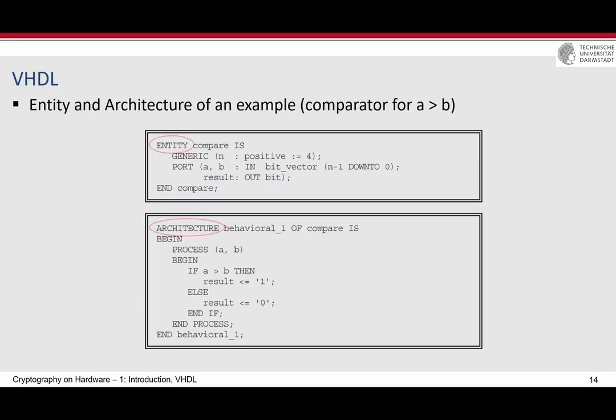Now, we were here that you have a parameter, and then there are some ports as input and output. And here, this is the process, this is what I said, always. The process here says it is sensitive to A and B. If A and B, any of them changes, then this process works or is active. And you say if A is larger than B, result is 1, otherwise result is 0.